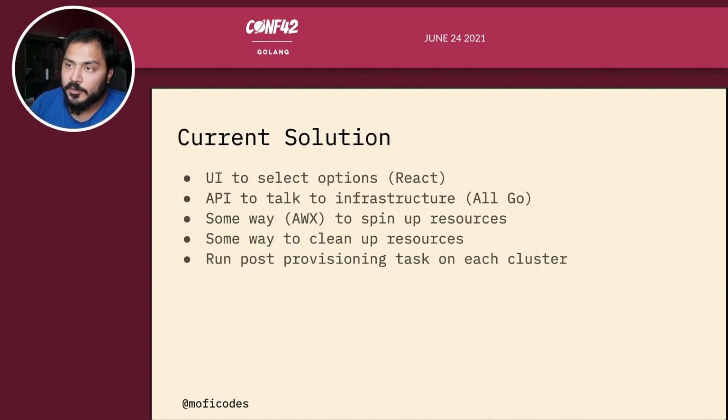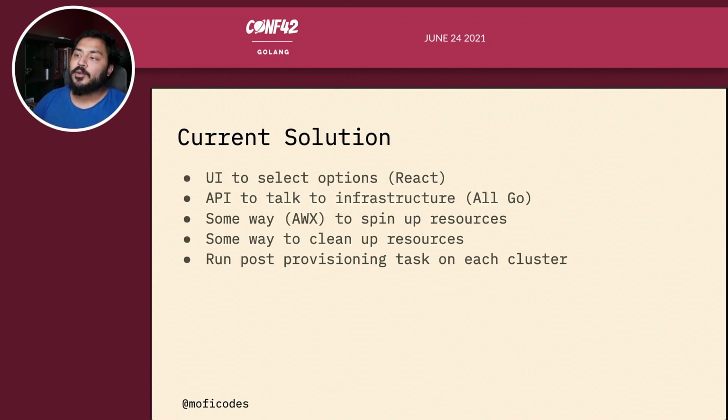So in the current solution, we have a UI that is pretty much replicating how our cloud UI looks and lets you select all these options yourself. We have an API to talk to infrastructure that's written all in Go. We have some way to spin up the resources. For our purposes, we use AWX. AWX is an open source version of Ansible Tower, which is a worker or pipeline runner kind of thing that we can use to run multiple jobs.